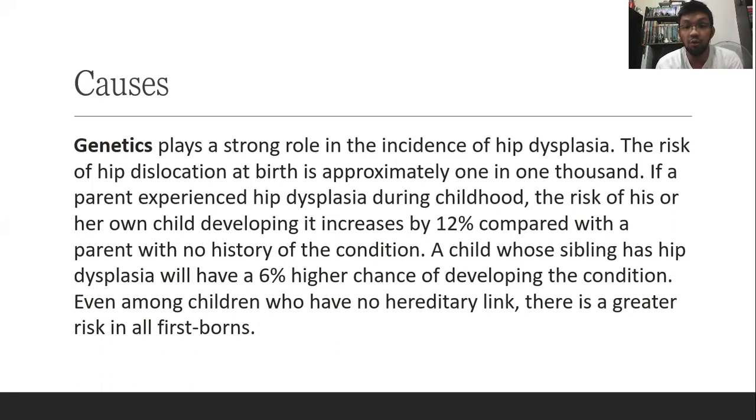Even among children who have no hereditary link, there is a greater risk for all firstborn. So all firstborns, like me, I'm a firstborn, there is a risk for the development of this DDH.